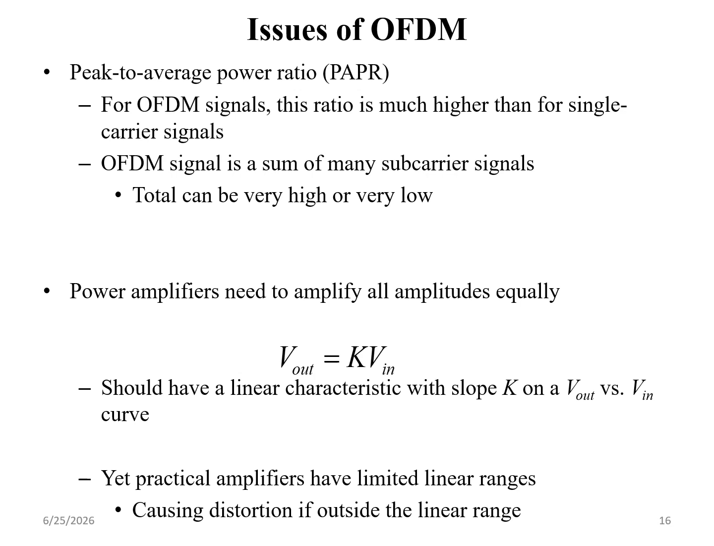The power amplifier needs to amplify all the amplitudes. Why? Because of the peak to average power ratio. At certain points it will go to the peak value. The difficulty we face is that we are supposed to amplify all the amplitudes equally. Vout is equal to K times Vin, where K is some constant.